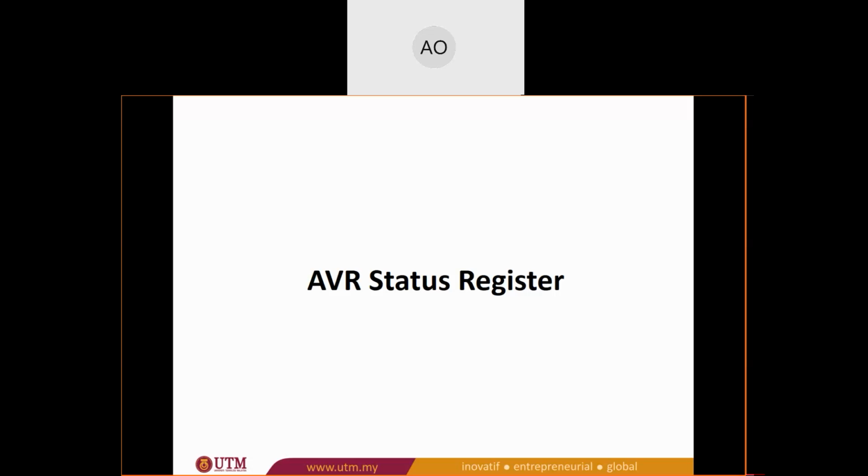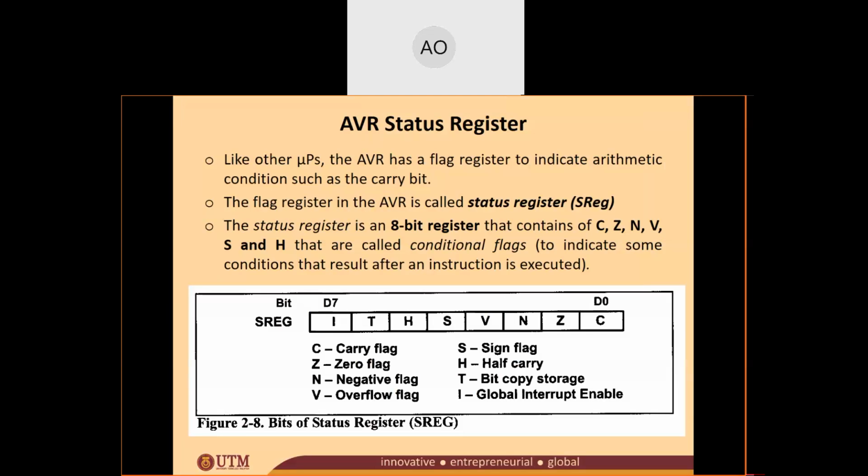Okay, so if no questions, next we go to the AVR status register. Like other microprocessors, the AVR has a flag register to indicate arithmetic conditions such as the carry bit. Every time you do an arithmetic operation, the flag register will change according to that instruction. The flag register in the AVR is called a status register.